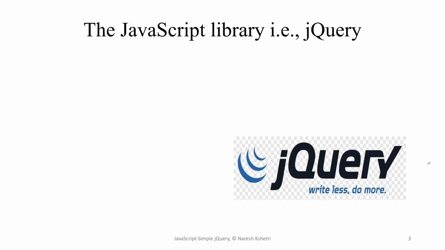Similarly, our second powerful tool is jQuery. jQuery is nothing but a JavaScript library. So what do we mean by a library? It is a collection of lines of code.